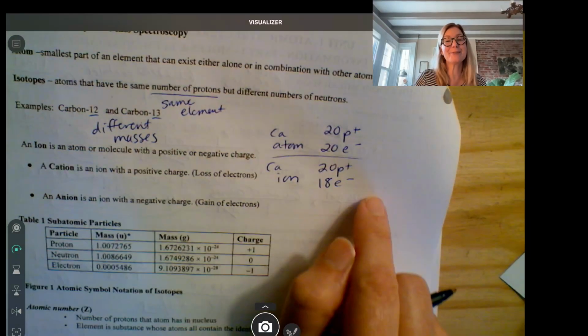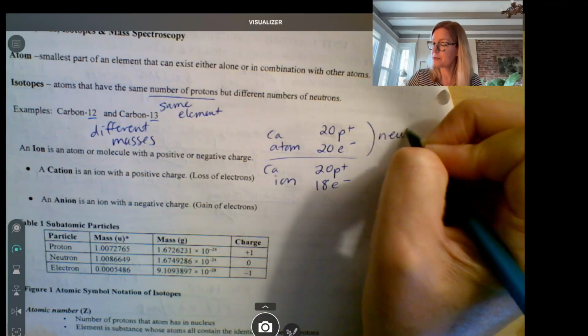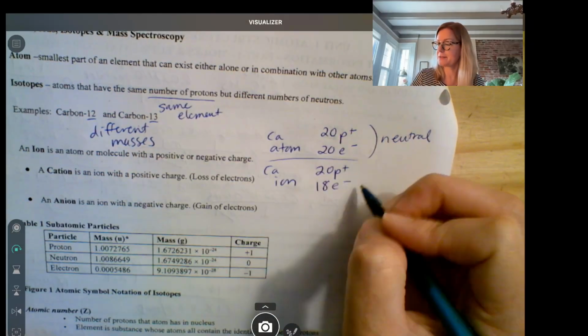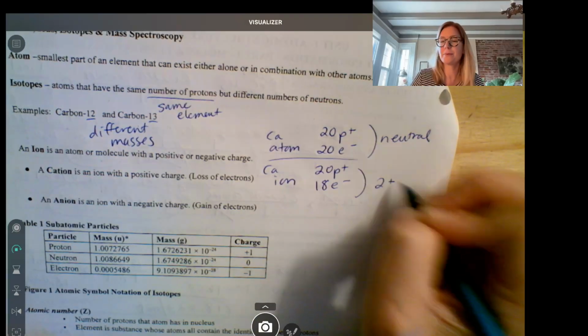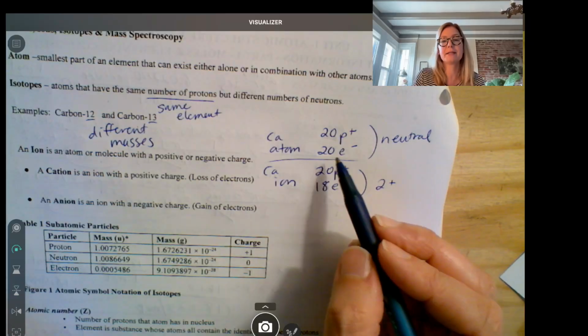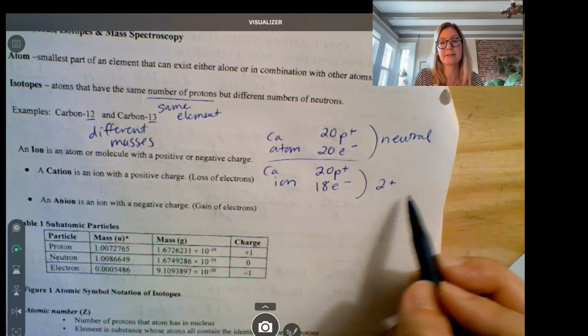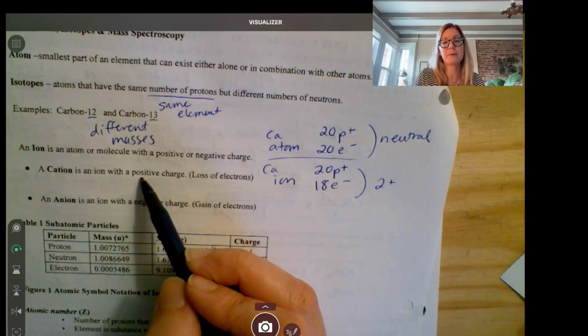You can see this is no longer neutral, okay? So this was neutral because the positives and negatives canceled out. 20 positives and 18 negatives adds up to 2 positive overall. So calcium ions, because they tend to lose electrons, have a positive charge, okay? So loss of electrons leads to a positive charge because there's more protons than electrons.